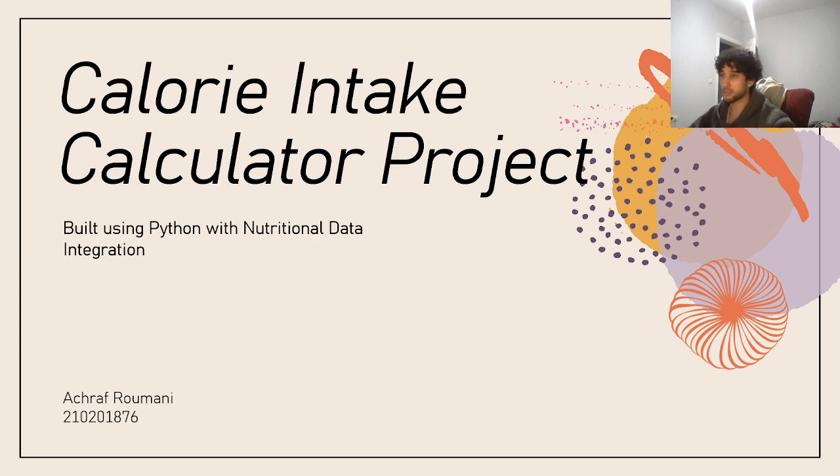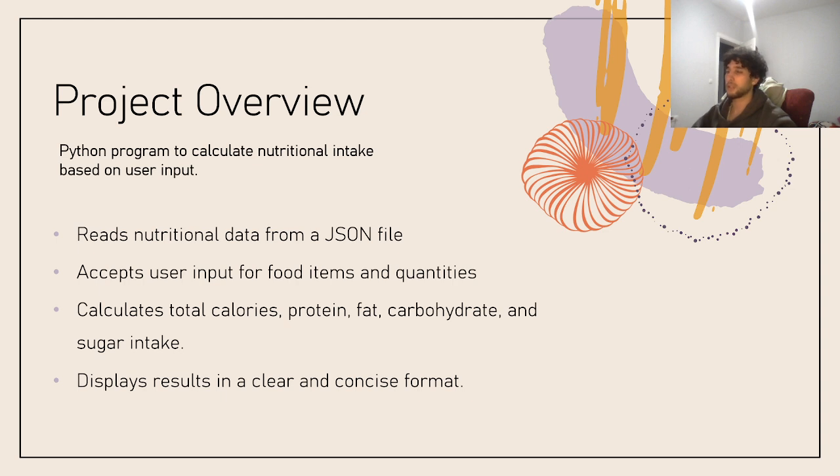Today we'll be presenting a project, a DataCamp project. It's the calorie intake calculator. This project is designed to help users calculate their total calories and nutrition intake based on the food they eat and their quantities. The calorie intake calculator is a Python-based tool that calculates total calories, protein, fat, carbohydrates, and sugar based on user inputs, of course. It's a very interactive program that uses a predefined JSON file as a nutritional database for accuracy.